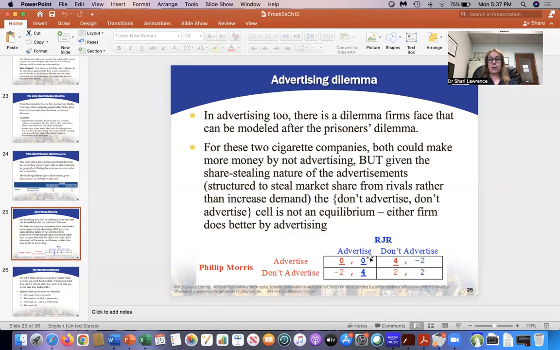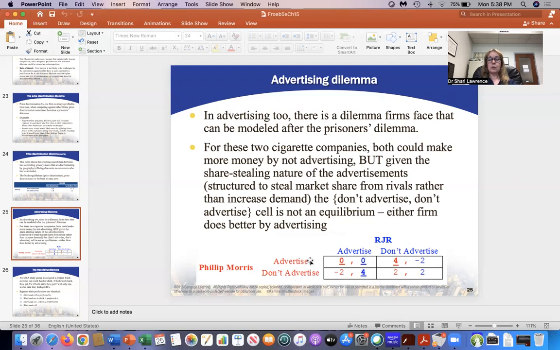Prisoner's dilemma. All right, so what is Reynolds going to do if they think Philip Morris is going to advertise? Well, if RJ advertises, they make just regular profit. If they don't advertise, though, they're going to lose 2 million. So if Philip Morris is going to advertise, RJ Reynolds has to advertise. If Philip Morris isn't going to advertise, well, they can not advertise too and make 2 million. But if they advertise and Philip Morris doesn't, they can make 4 million. So they're going to advertise either way.